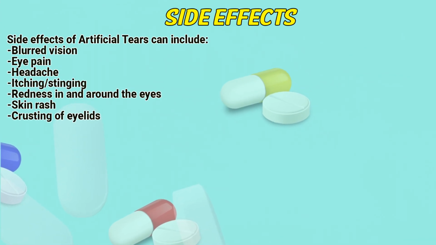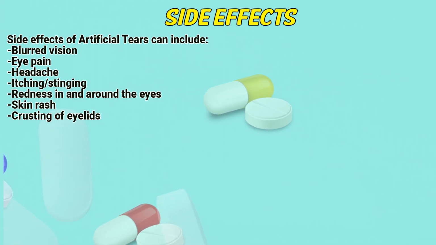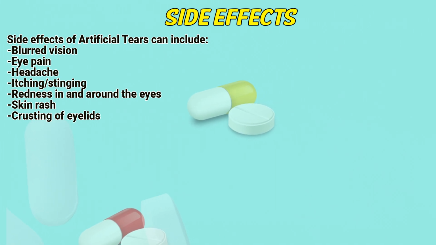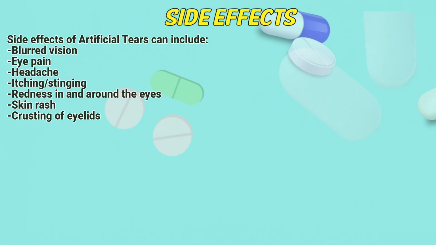Side effects. Side effects of artificial tears can include blurred vision, eye pain, headache, itching, stinging, redness in and around the eyes, skin rash, crusting of eyelids.